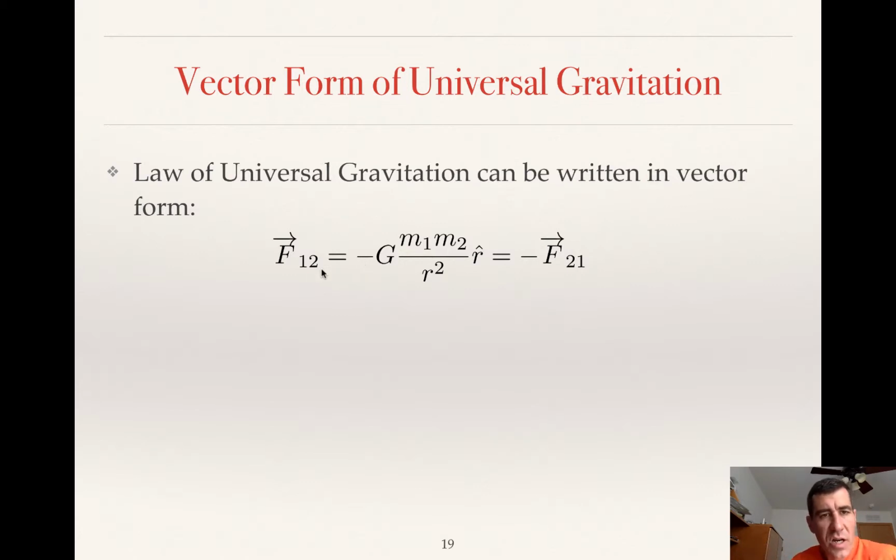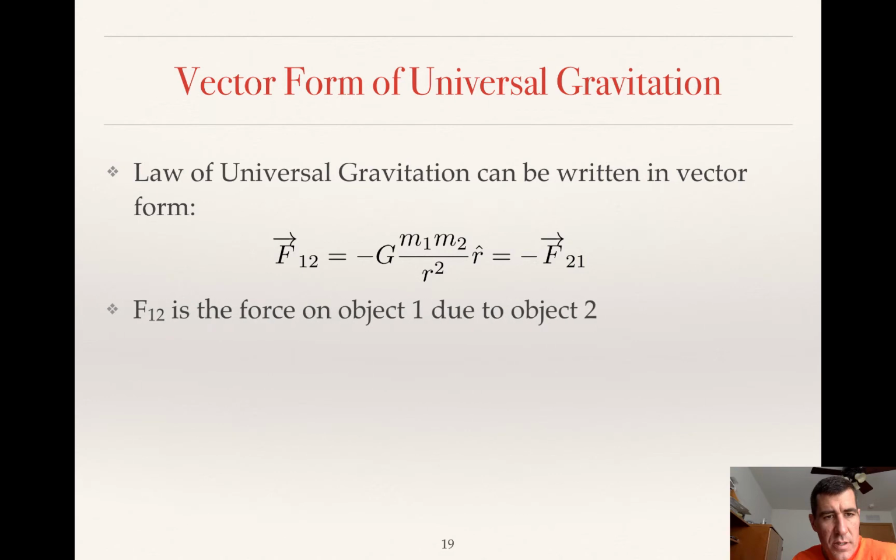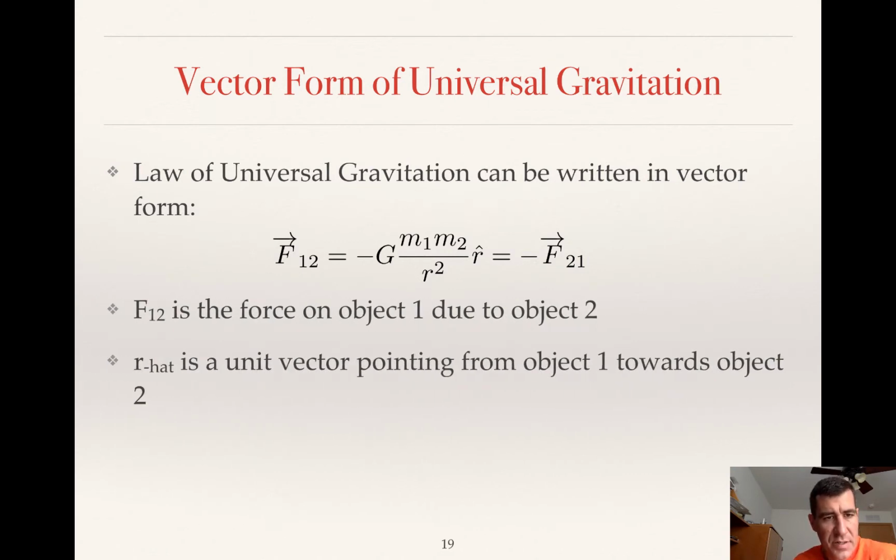Also, just a little side note: if you compare the force on object 1 due to object 2 to the force on object 2 due to object 1, you're essentially just exchanging 1s and 2s, and the r hat vector changes. So the force of object 1 on 2 is equal and opposite to the force of object 2 on object 1, which it had to be from Newton's third law. And r hat is our unit vector.